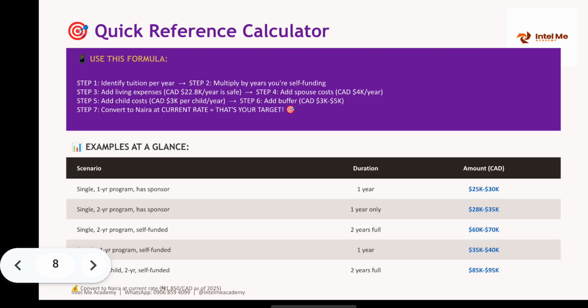Step 4, if your spouse is coming with you, all is still under living expense. Do you understand? Step 3 to step 5 is still under living expense, so showing your living expense. Step 6, you can add extra, maybe 10%, 5%, depending on what you are looking out for. Step 7, you convert to naira. So that's how you know how much you are going to show in naira. Do you understand? If you are looking at examples here, now these are just examples.